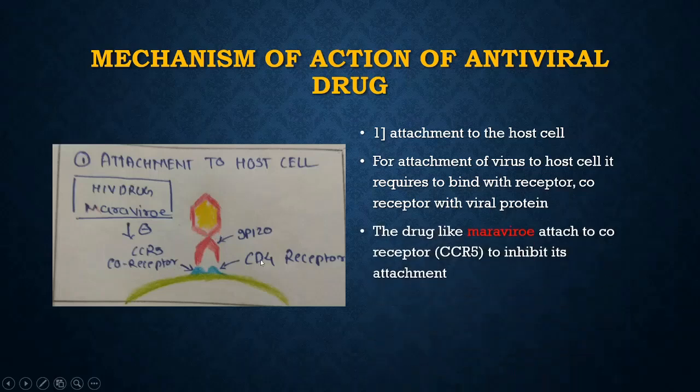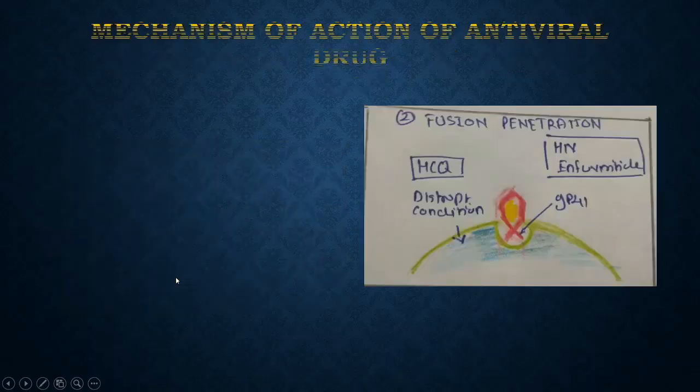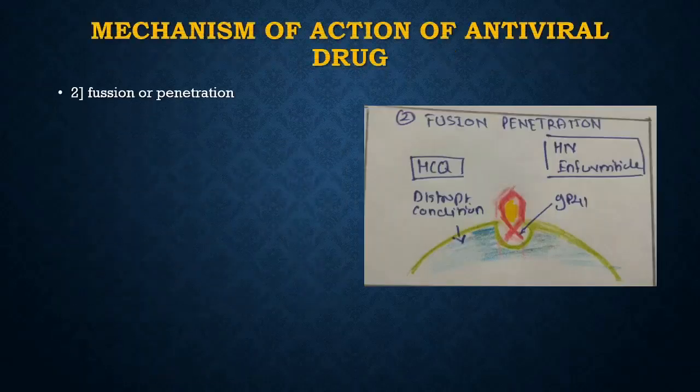Now to inhibit this step, the drug Maraviroc is used, which is an anti-HIV drug which inhibits the co-receptor CCR5, due to which the attachment of the virus with the host cell gets inhibited. Now the next step is fusion or penetration, which means the virus gets penetrated through the host cell wall into the host cell.